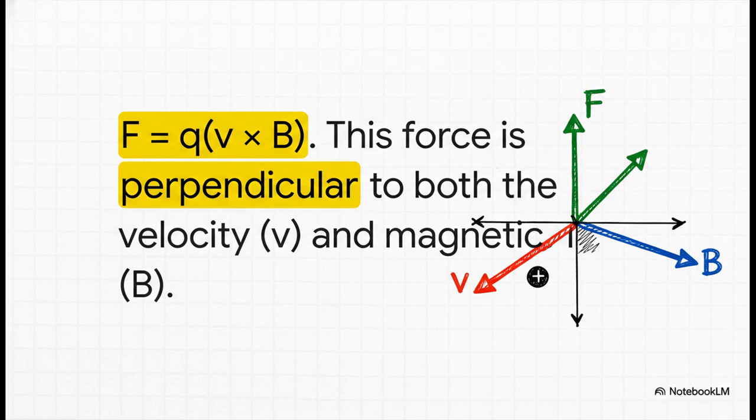The important part is that little X symbol, the cross product. All that really means is if your velocity and magnetic field are on 2 different axes, the force they create will be on the 3rd axis, totally perpendicular to both. That's what gives us that sideways push.